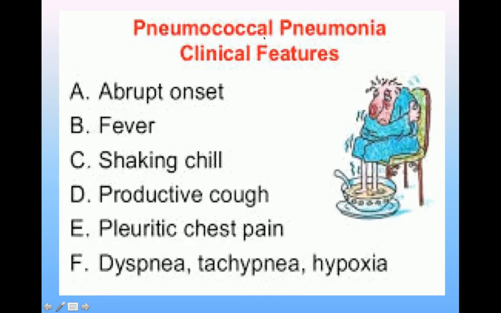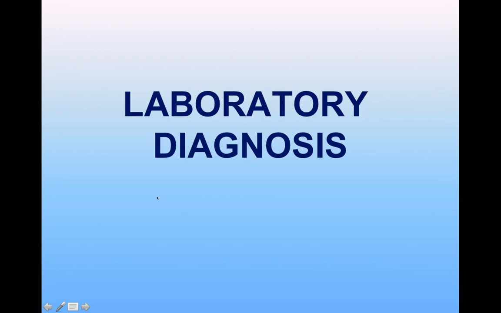Pneumococcal pneumonia presents with abrupt onset fever. The patient may have shaking chills. There is productive cough, pleuritic chest pain, and the patient has dyspnea, tachypnea, or there may be hypoxia. These signs and symptoms, the clinical features, are important because when you get an SCQ or MCQ, this constitutes the stem of your examination question.